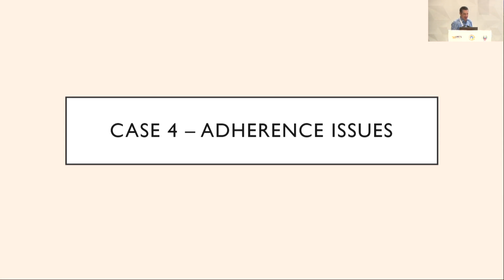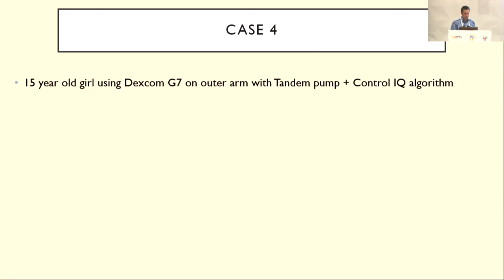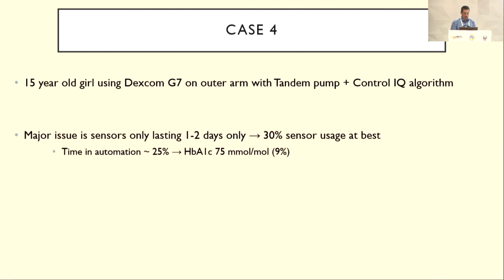Right, our next case is around adherence issues. It's all very well and good getting the sensor and wearing the sensor, but it needs to stay in. And this can be a common issue. So this is someone I actually saw the week before I came here. It was a 15-year-old girl with a G7 and with a Tandem pump and Control-IQ, so using automated insulin delivery. The major issue is that her sensors are only lasting 1 to 2 days at best.